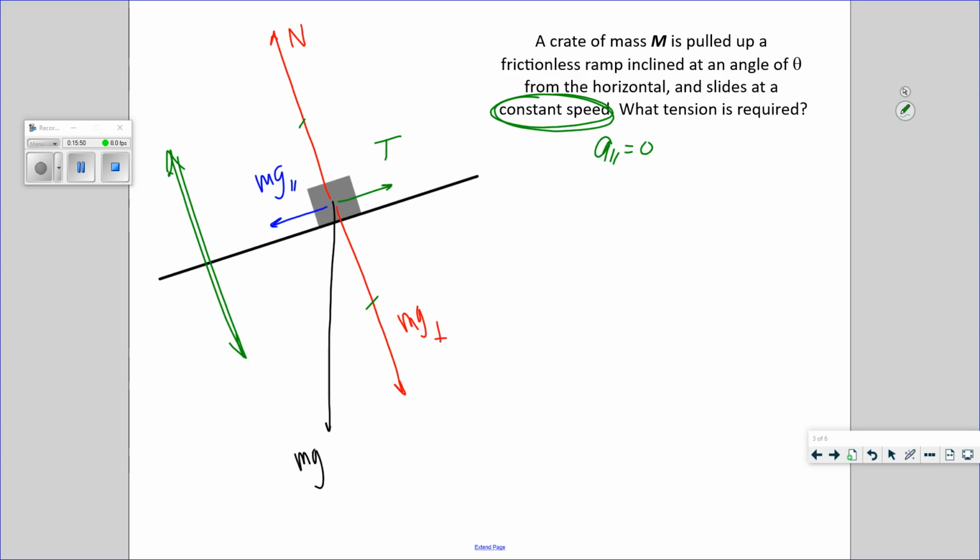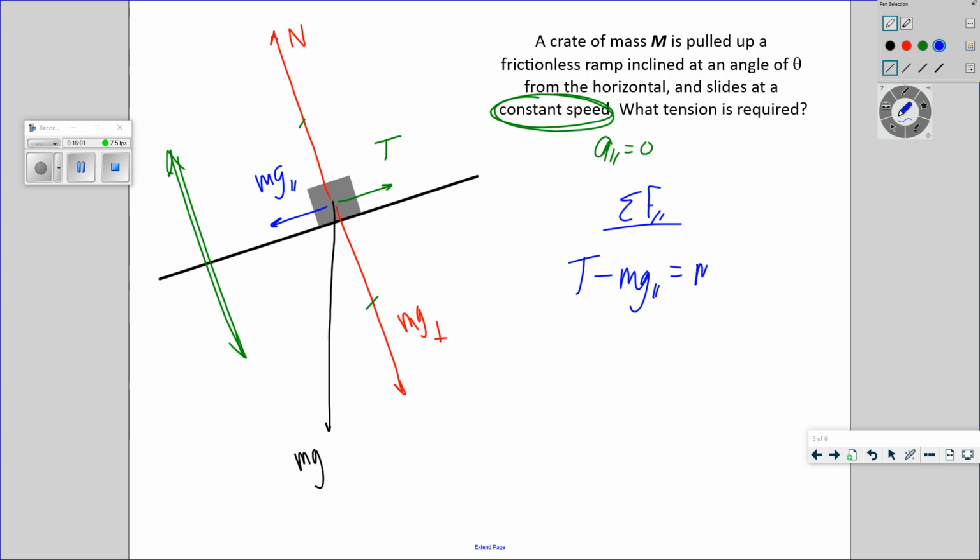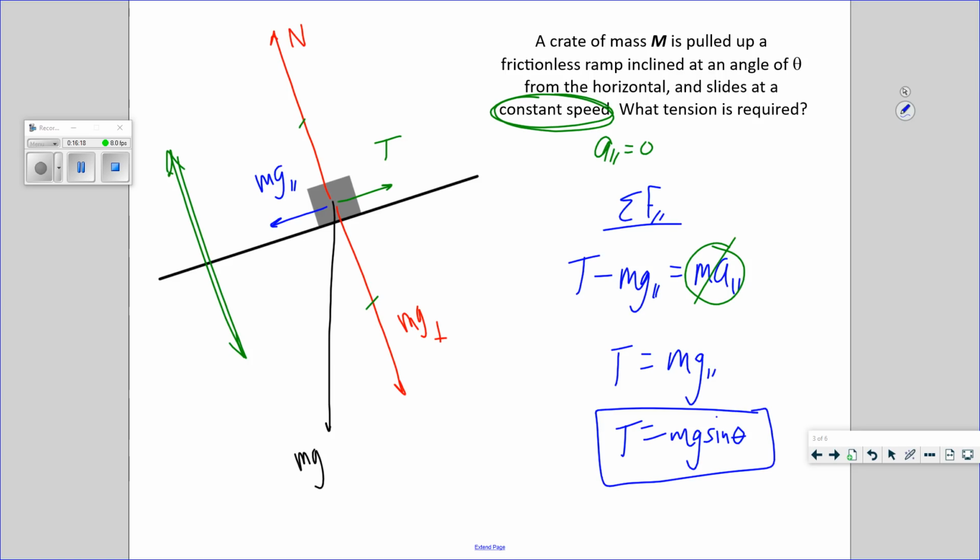So if I write my net F in the parallel direction, I get T minus mg parallel equals m a parallel, but a parallel is 0, and I get T equals mg parallel. T equals mg sine theta. Fair enough?